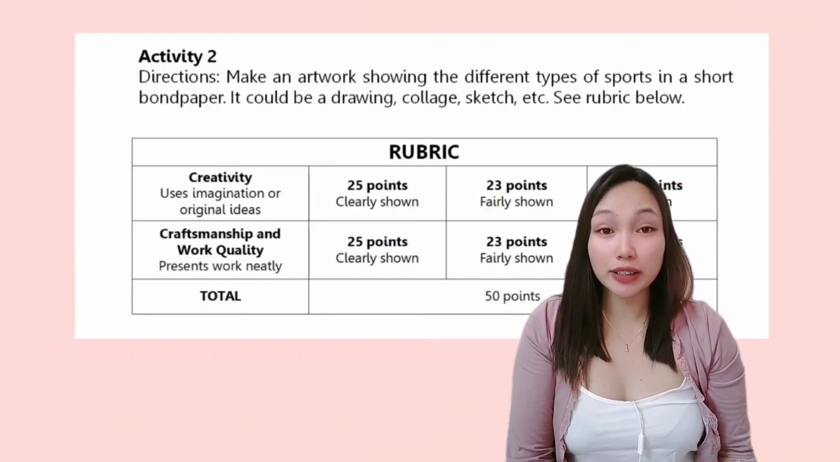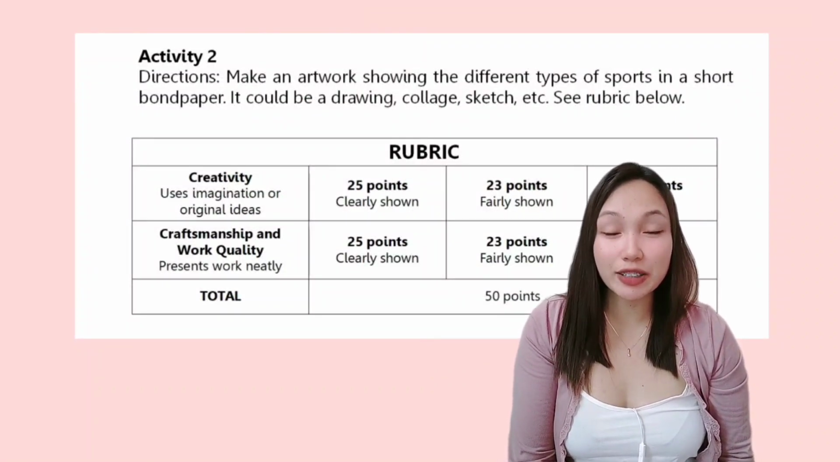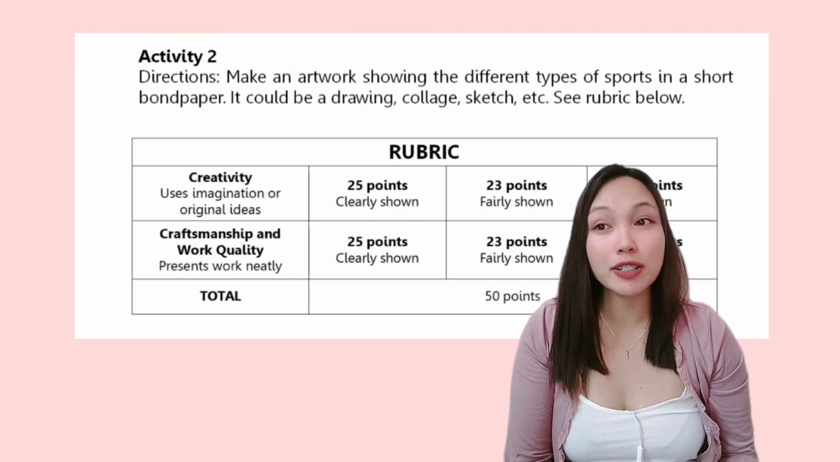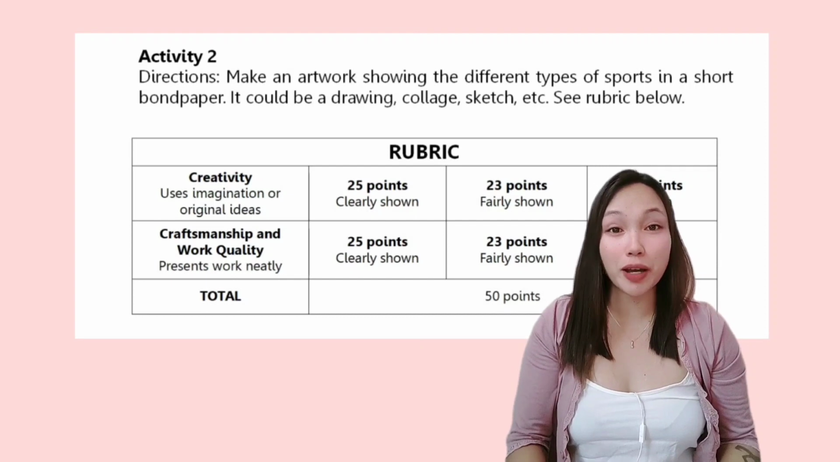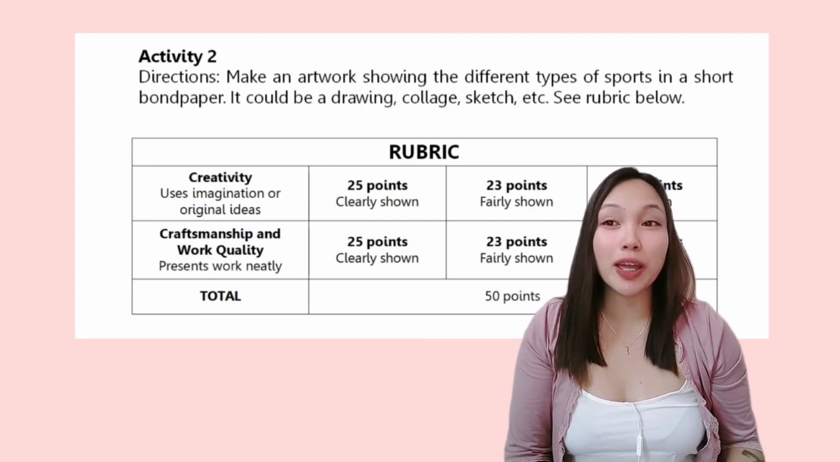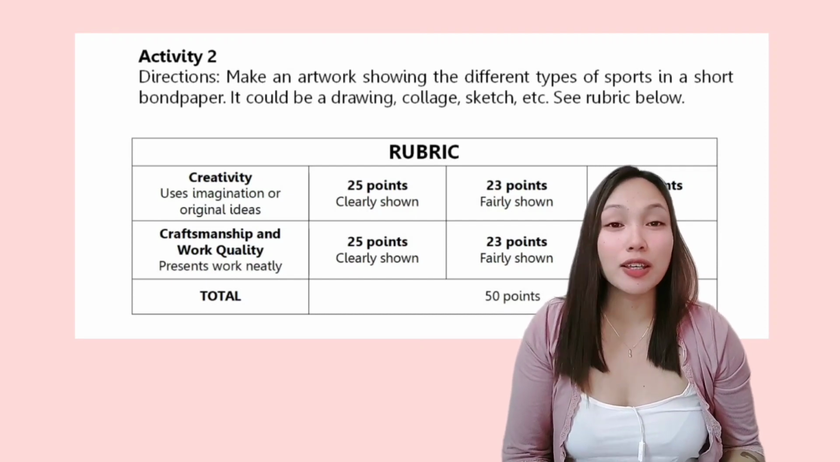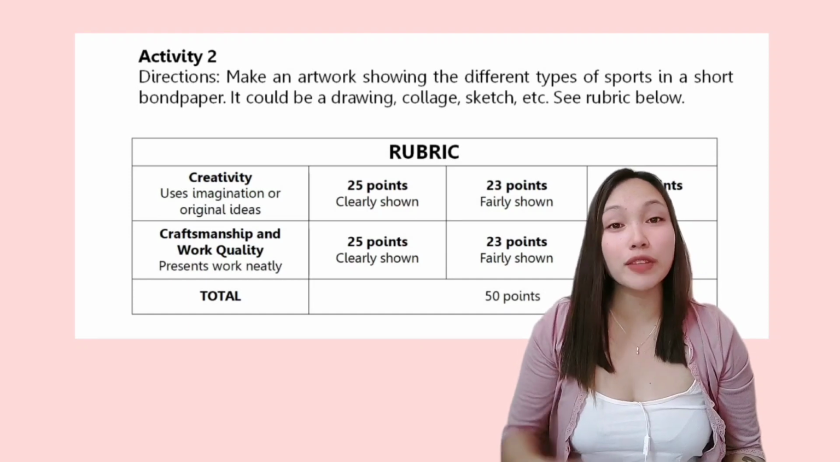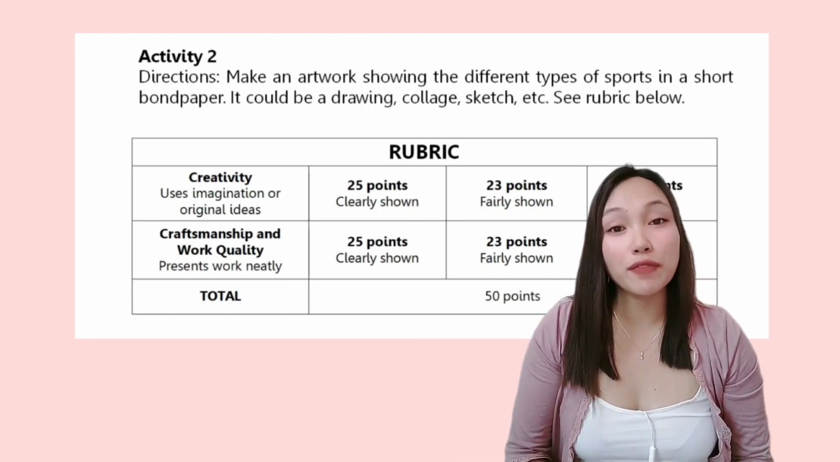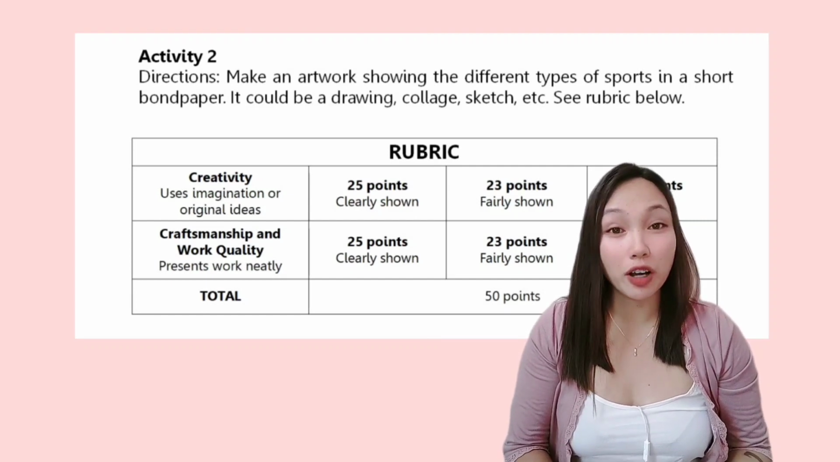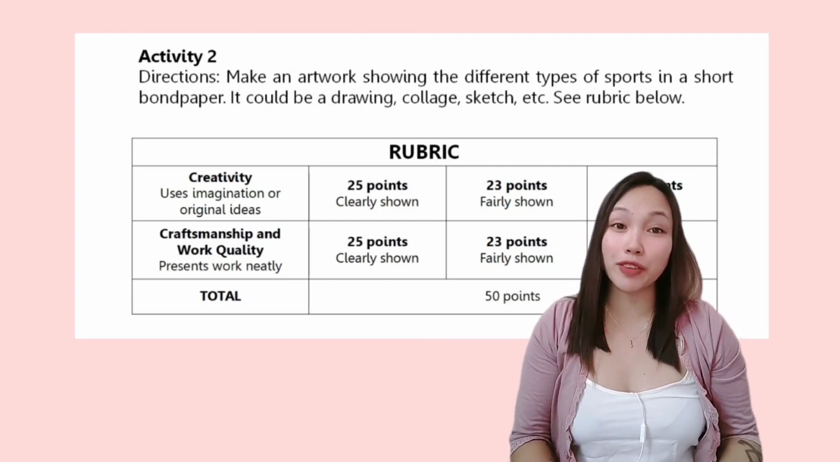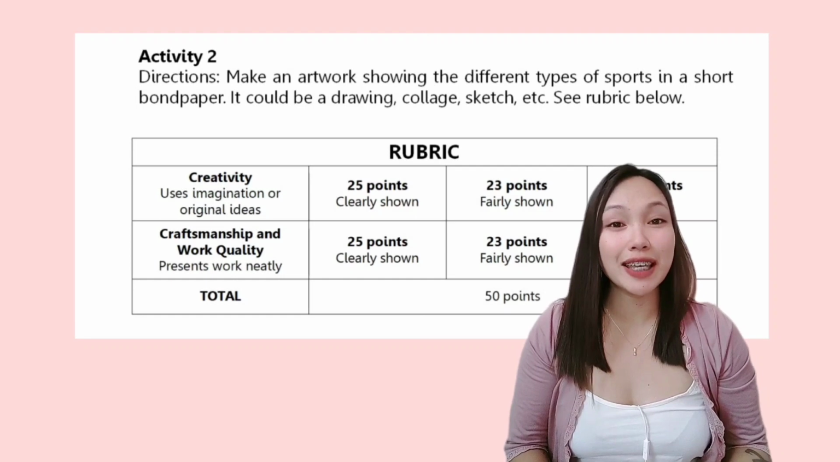Now you do activity number 2 on your learning activity sheet. Directions: make an artwork showing the different types of sports in a short bond paper. It could be a drawing, a collage, or a sketch. You will be graded with the use of this rubric, which emphasizes your creativity, craftsmanship, and work quality. The total points for this activity is 50 points.